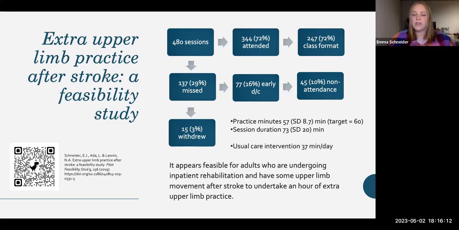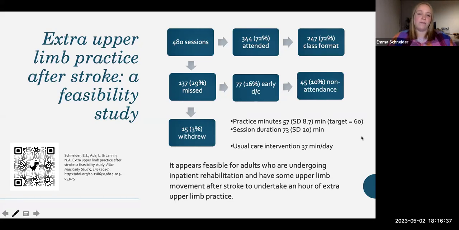So you can see here the practice minutes: on average each session, they practiced for 57 minutes and the target was 60 minutes, but the duration of each session was 73 minutes. So it took about an extra 15 minutes in order to get someone set up, get someone packed up. Maybe they did need a little bit of a break, or there was time between setting up each of the equipment for them to do their practice.